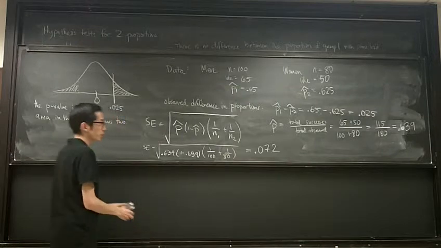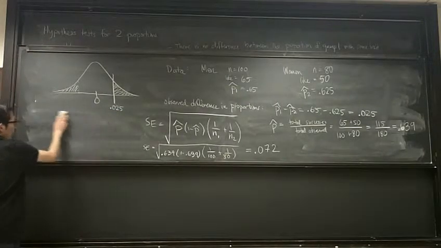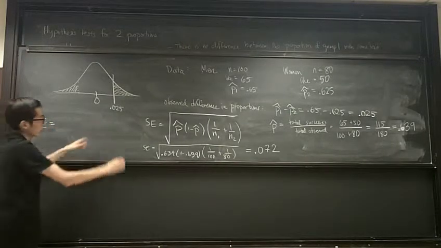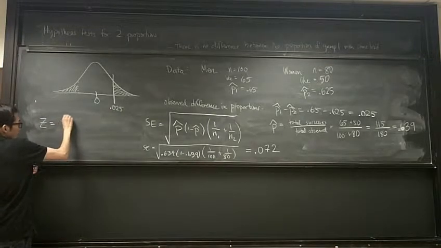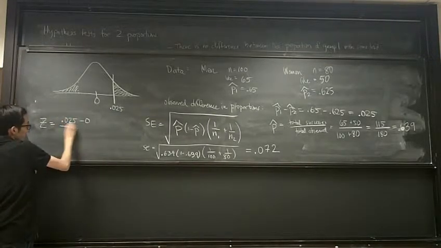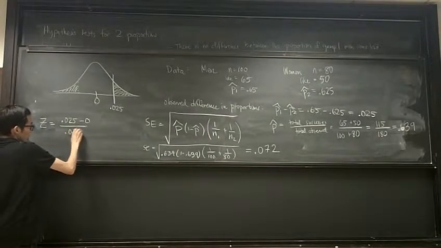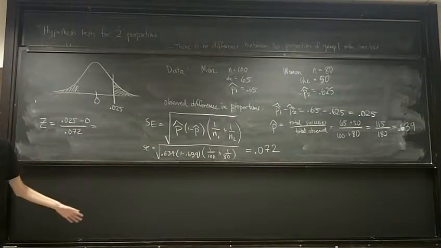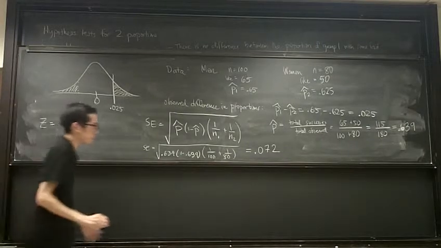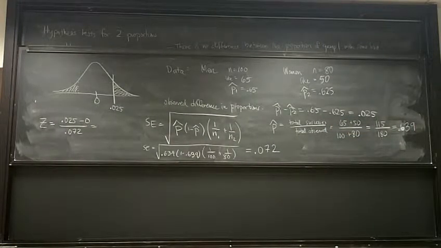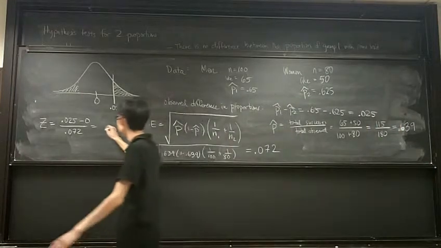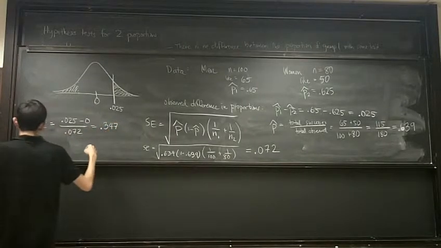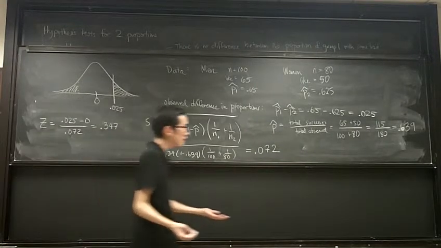So then what is my z-score? Yeah, my z-score is gonna be 0.025 minus 0, which is my mean, divided by 0.072. So I get a z-score of 0.3 something. I don't know. 0.3472. 0.3472? Yeah. Okay. So 0.347, we look this up in the z table, so I have to look up 0.35 in the z table.